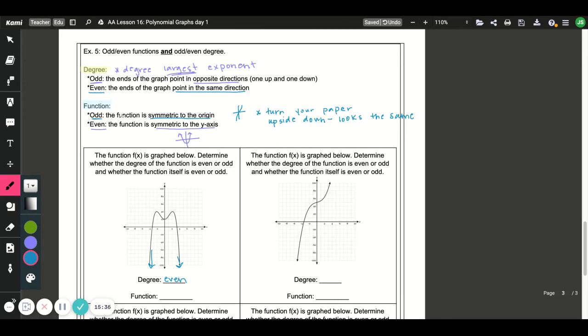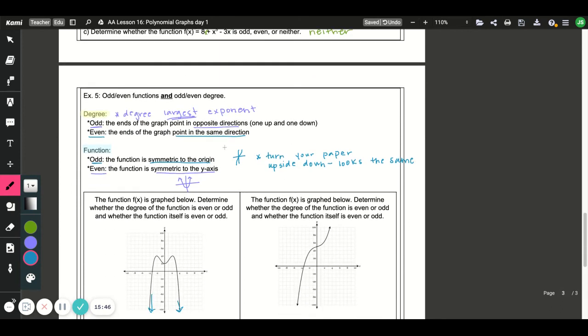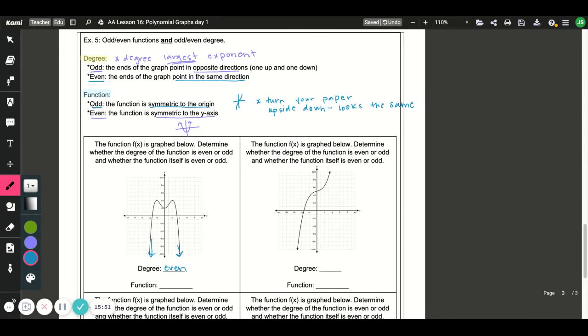The function, and it has to be odd or even. They either go in the same direction or they go in opposite directions. The function, though, just like up here, remember it could be odd, even, or neither. So the function can be odd, it can be even, or it can be neither. This graph, if I turn it upside down, does it look exactly the same? No. All of a sudden it would look like a W instead of an M. So it's not odd. It is not symmetric to the origin.